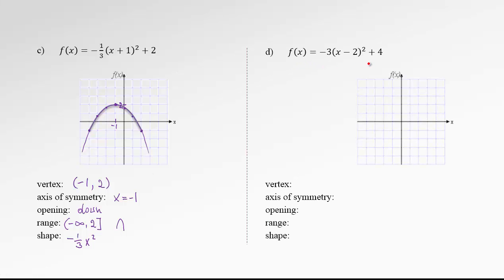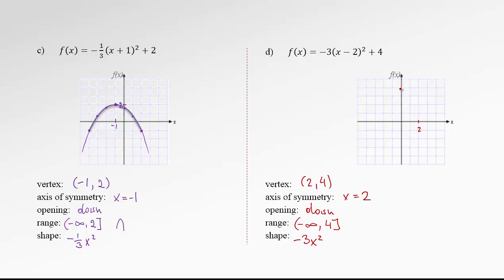And the last example, this time I wish you would stop this video and try to finish this question on your own. So we have the coordinates of the vertex are (2, 4). The axis of symmetry is x equals 2. The parabola opens down. The range is, similarly as in the previous case, from -infinity until the second coordinate of the vertex, so it's until 4. The shape is that of -3x squared, and we can start graphing it.